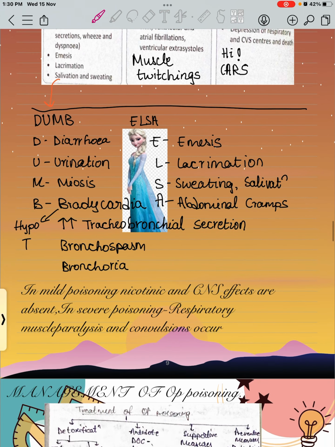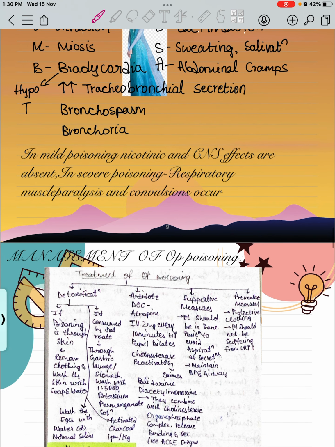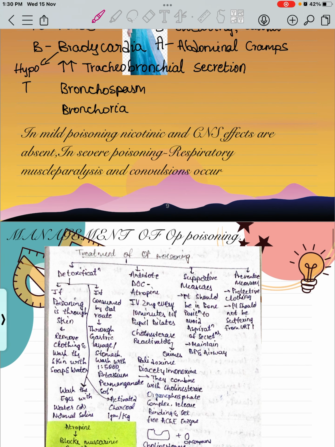In mild poisoning, nicotinic and CNS effects are absent. In severe poisoning, respiratory muscle paralysis and convulsions occur.